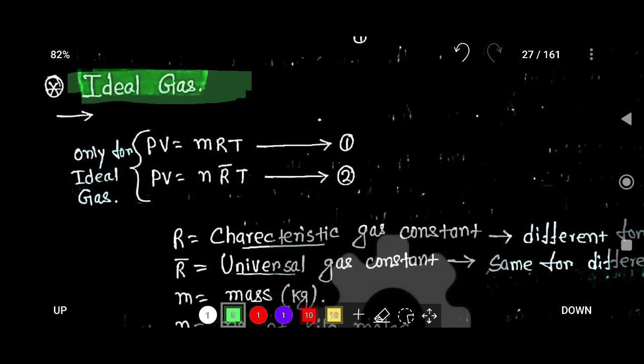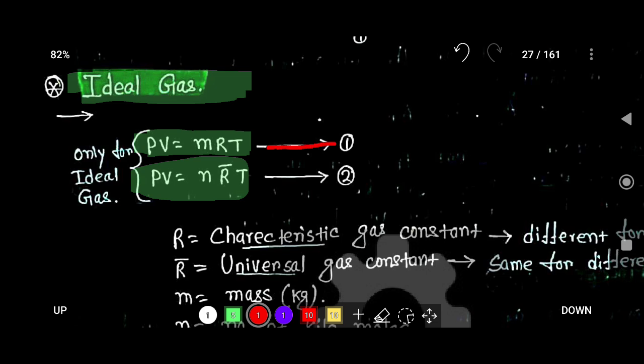So ideal gas means basically we know the formula, that is PV equal to mRT, or you can say that PV equal to nR bar T. So PV equal to mRT, this is equation number 1. PV equal to nR bar T, this is equation number 2. Now both are ideal gas equations.